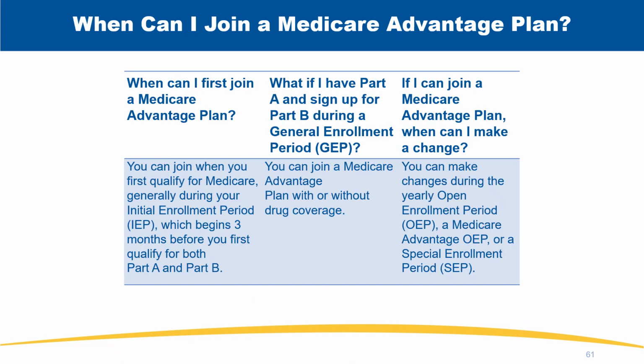When can I first join a Medicare Advantage plan? You can join when you first qualify for Medicare, generally during your initial enrollment period, which begins 3 months before you first qualify for both Parts A and B. What if I have Part A and sign up for Part B during the general enrollment period? You can join a Medicare Advantage plan with or without drug coverage. If I can join a Medicare Advantage plan, when can I make a change? You can make changes during the yearly open enrollment period, a Medicare Advantage open enrollment period, or a special enrollment period.